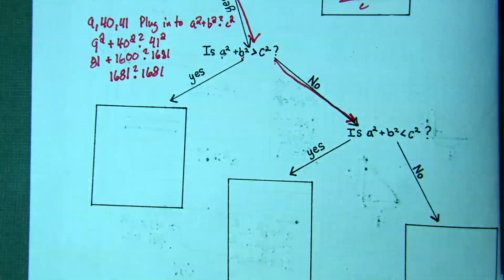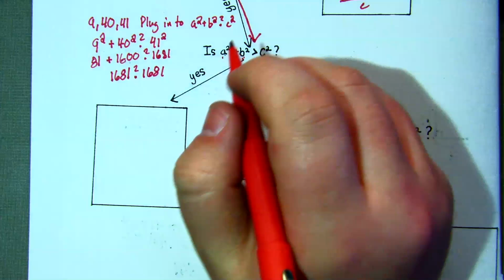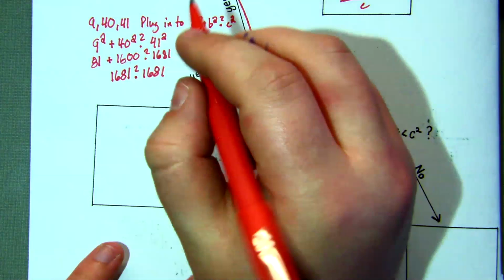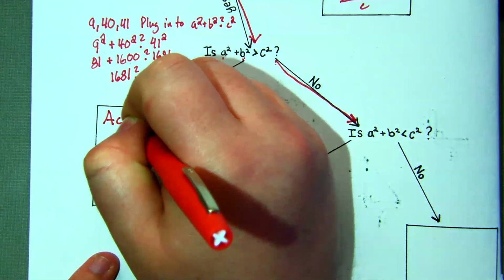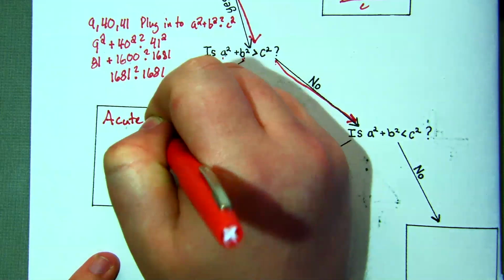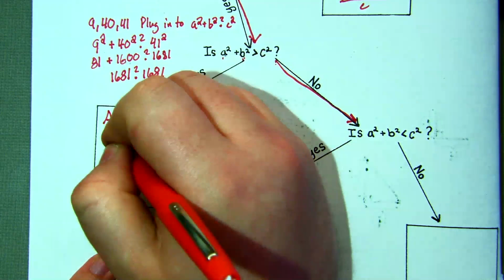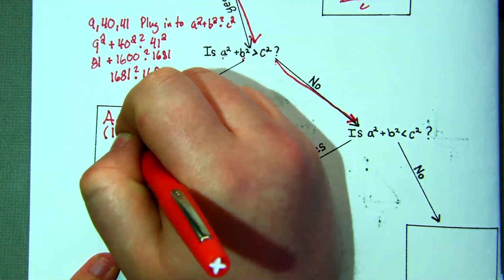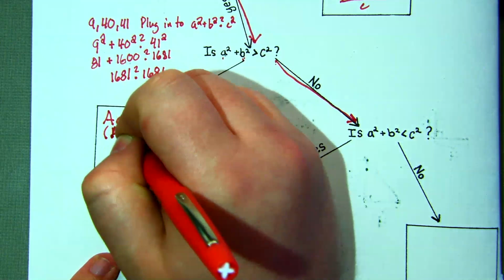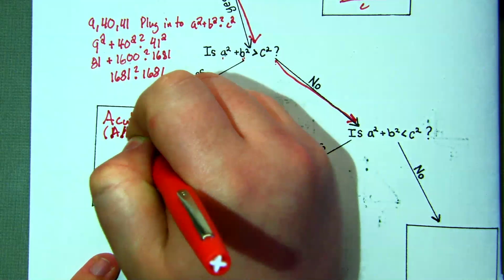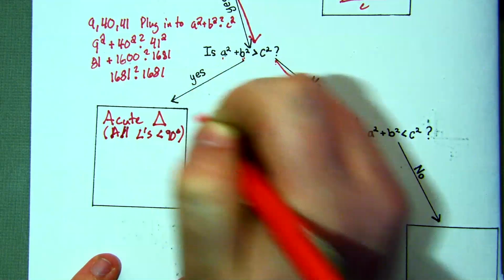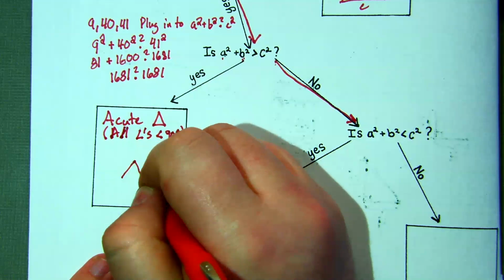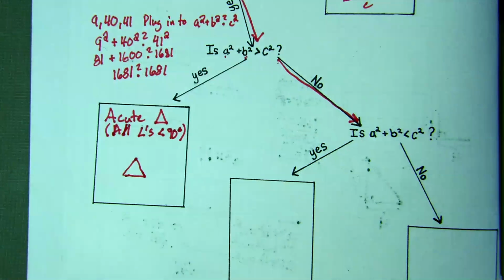If it was, then we would have an acute triangle. What that means is all angles less than 90 degrees. So something kind of short and small like that.